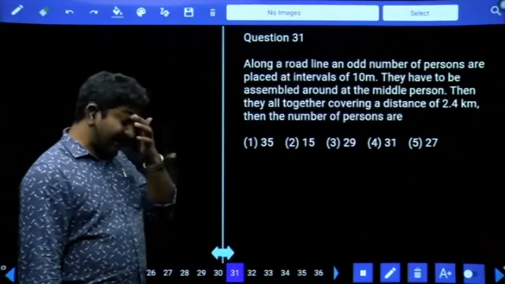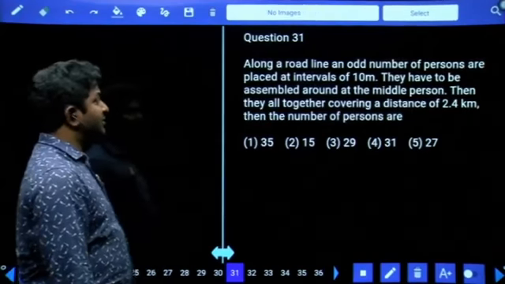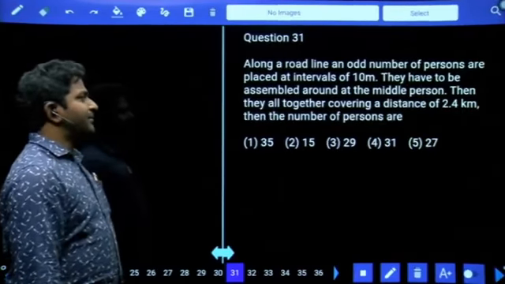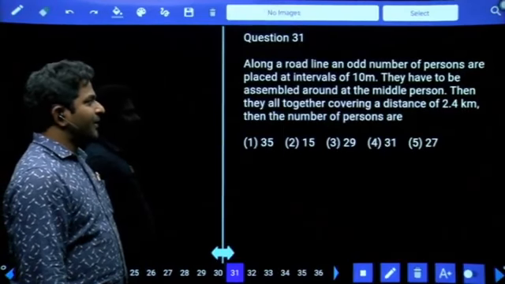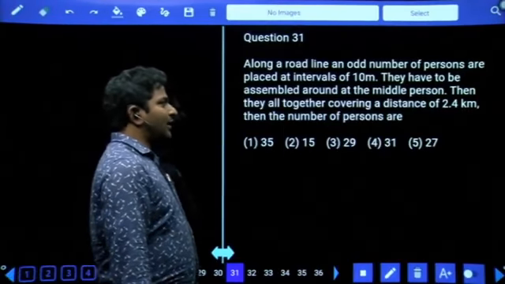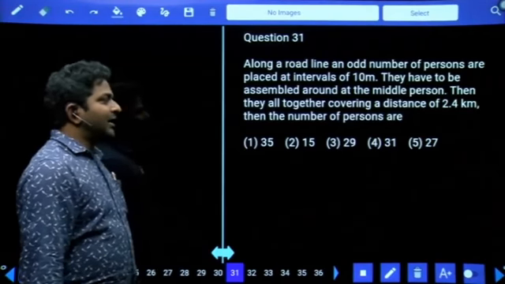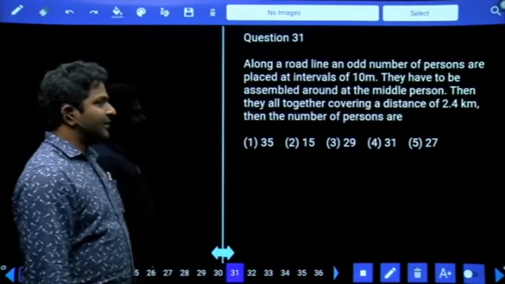SBI PO Prelims. So let us start from question number 31 onwards. Along a road line, an odd number of persons are placed at an interval of 10 meters. They have to be assembled around the middle person. Then they all together cover a distance of 2.4 kilometers. Then the number of persons is?